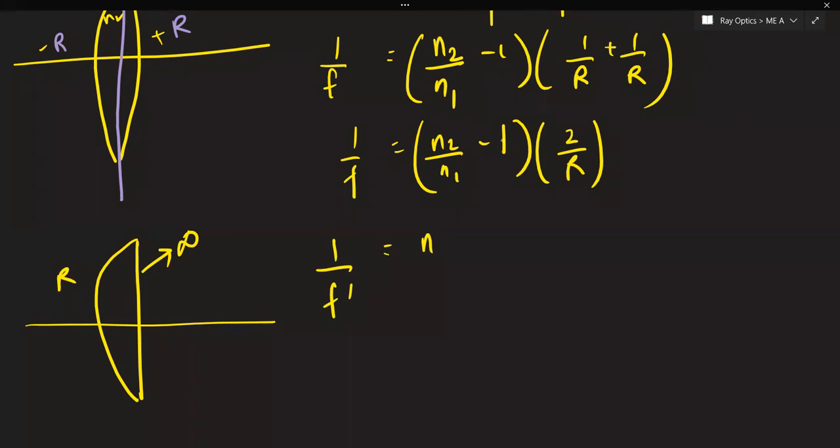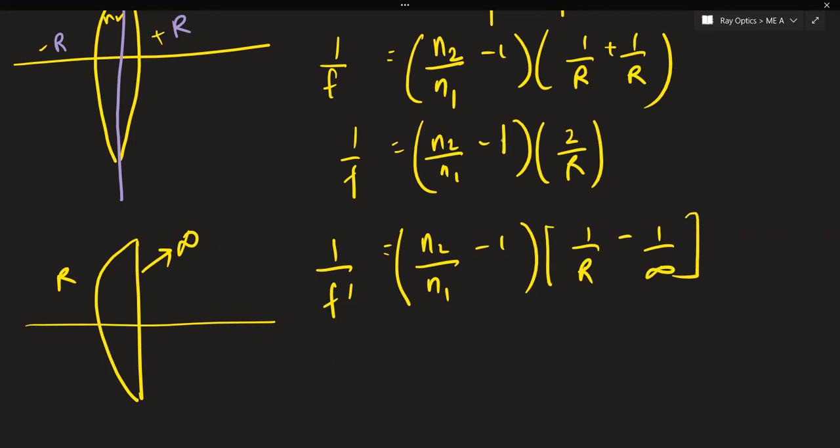1 by F, N2 minus N1 minus 1, this will be there. But 1 by R1 minus 1 by R2, which we write, this will become infinity. And 1 by infinity is 0. So 1 by F dash will simply be N2 by N1 minus 1, and this will be 1 by R.